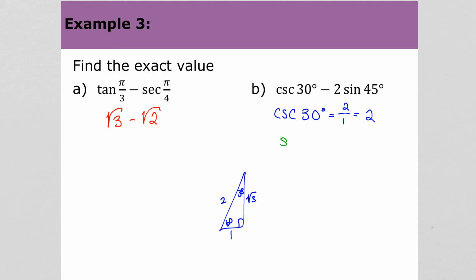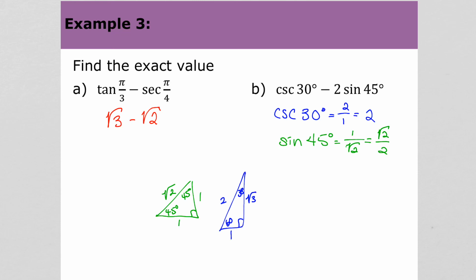Then sine of 45 degrees, we already found, well, no, we hadn't found that. Okay, let's draw a picture. So here's a 45, 45, 90. Both the legs are 1 and the hypotenuse is square root of 2. So sine is opposite over hypotenuse. Or the square root of 2 over 2.